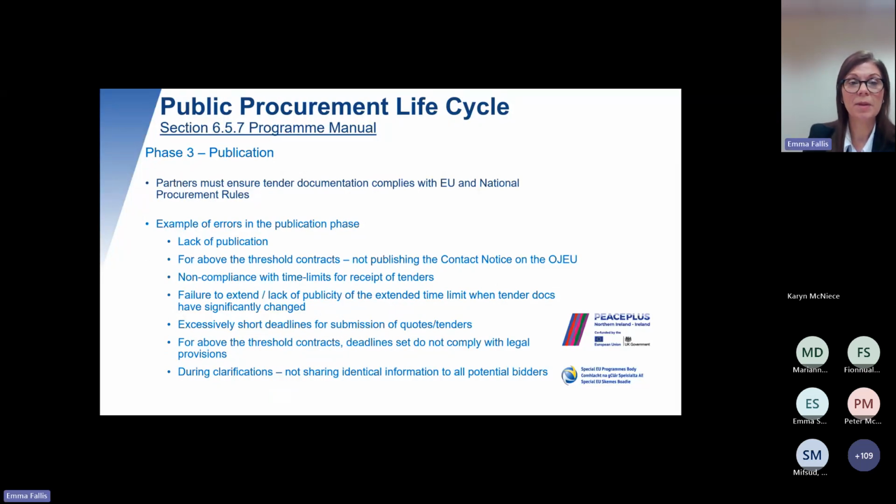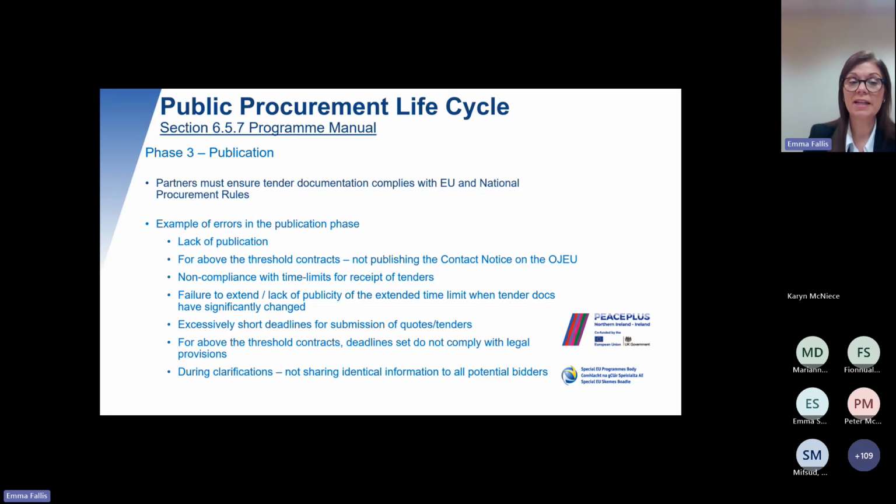Next phase then is the publication. So partners must ensure that tender documentation complies with the EU and national procurement rules. And the errors that can happen at this point are the lack of publication, where contracts are above the EU threshold, not publishing the contract notice in the official journal, non-compliance with time limits for receipt of tenders, failure to extend or lack of publicity when you're extending time limits when tender documents have significantly changed, excessively short deadlines for submission of quotes or tenders, for above the threshold contracts, deadlines not complying with the legal provisions that are outlined in the regulations.